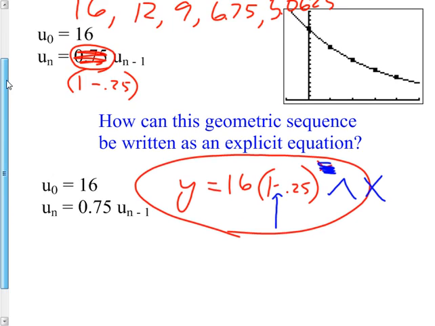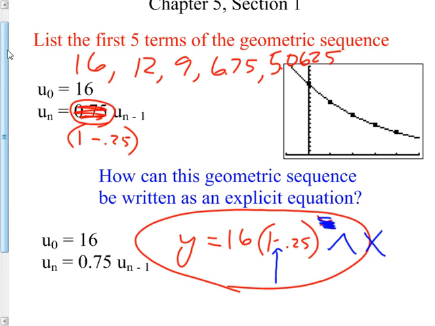And do you see the same numbers there? Look on your table and see if you see the 16, the 12, the 9, the 6.75. Would you please get it on that table so I can see that you have it done right? Table. Okay, there you go. Good.